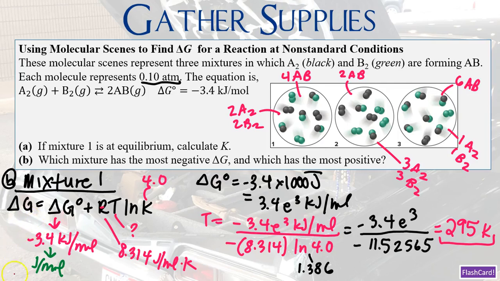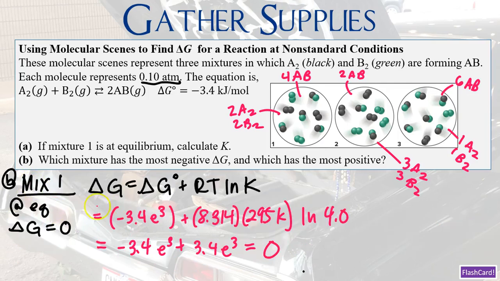Let's continue on. So for mixture 1, we know that delta G is going to equal delta G naught plus RT natural log of K. But they also told us that mixture 1 is at equilibrium, from what we saw in letter A. So that means at equilibrium, our non-standard delta G is going to equal 0. Let's go ahead and verify that by plugging in numbers. So if I plug in my number for delta G naught, which we know is going to be negative 3.4 e to the 3, because we have to put it into joules per mole, right?